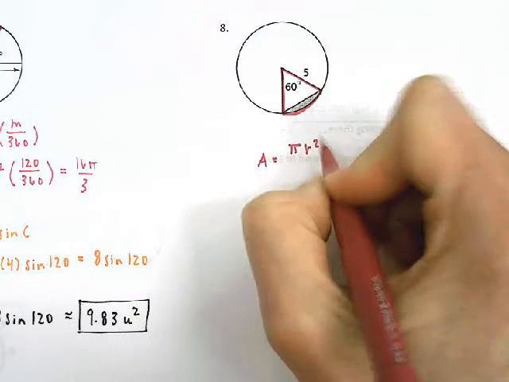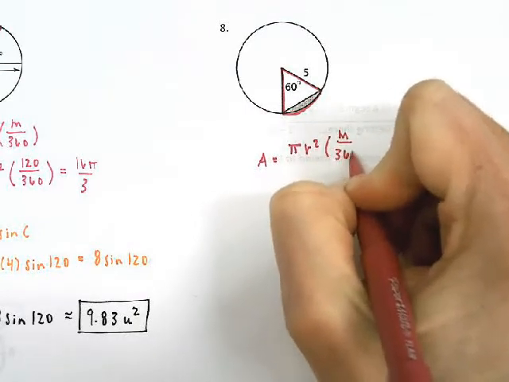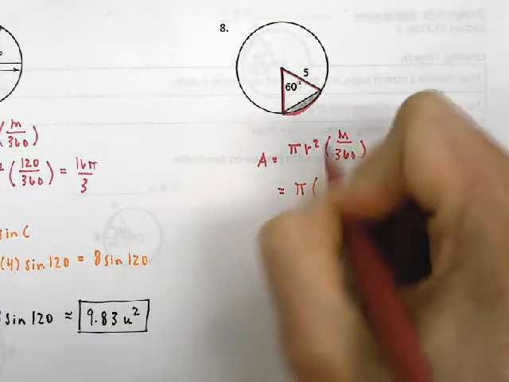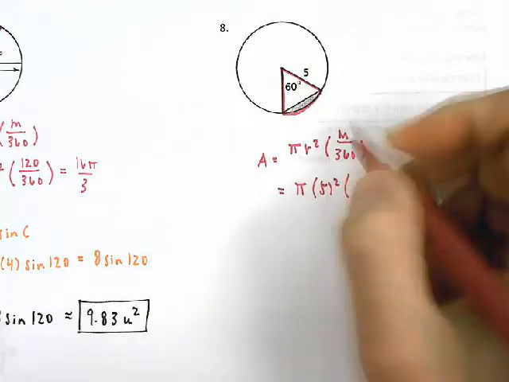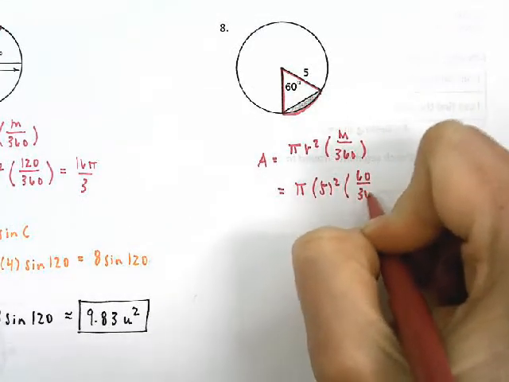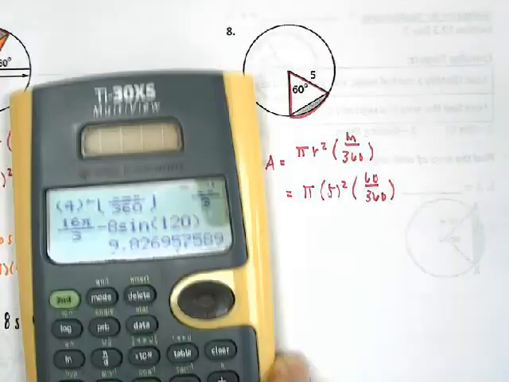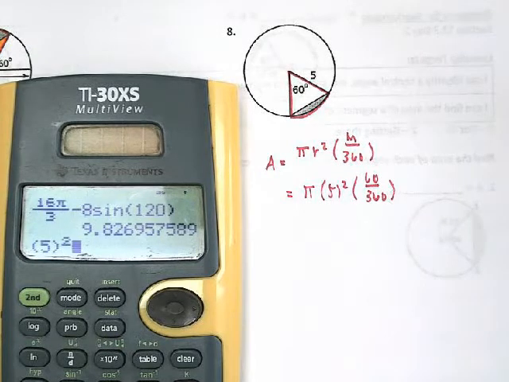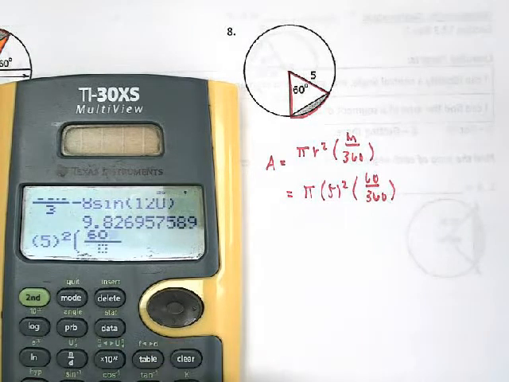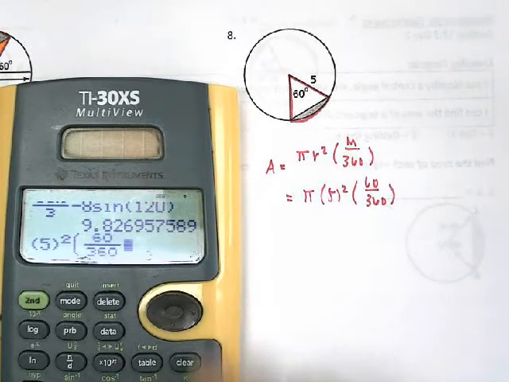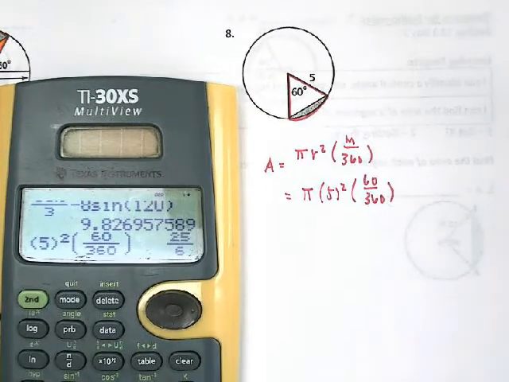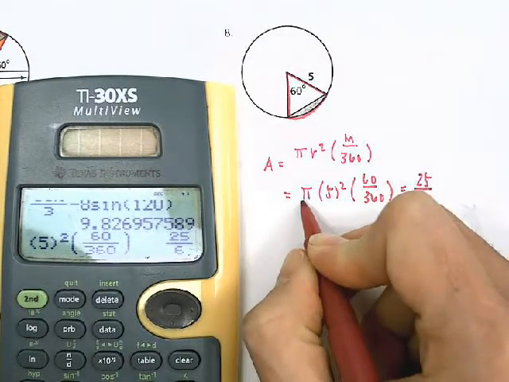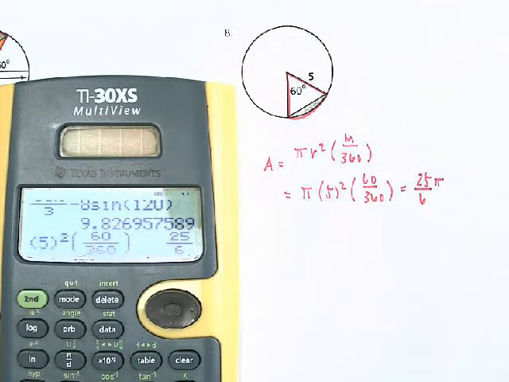Pi r squared, times m over 360. And everything is given to us very directly, so we don't have to change anything. So my radius is 5, and my angle is 60. So going to my calculator, I'm going to do 5 squared times 60 over 360. And so I get 25 pi over 6. The calculator gives me 25 over 6, but then I know I need to bring my pi with, so I have 25 pi over 6.